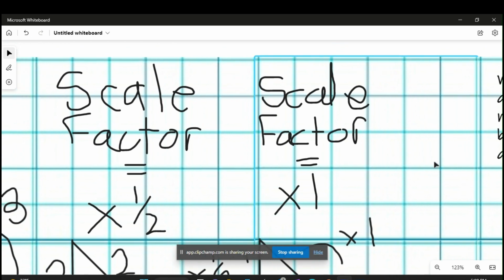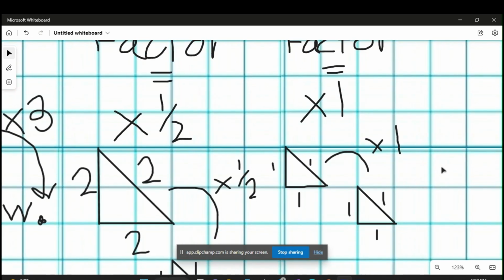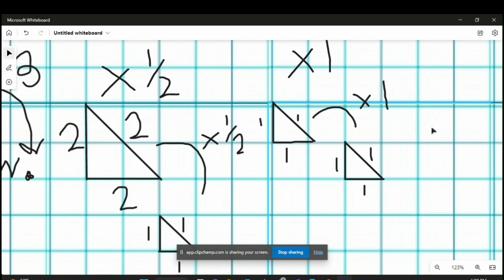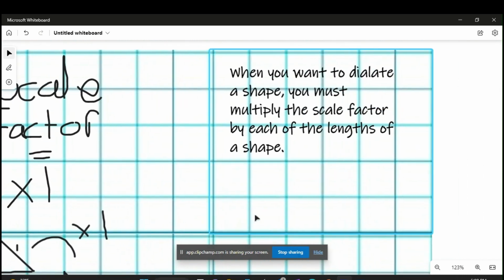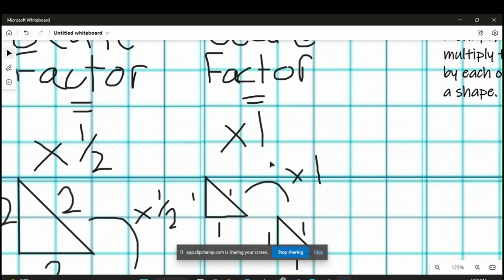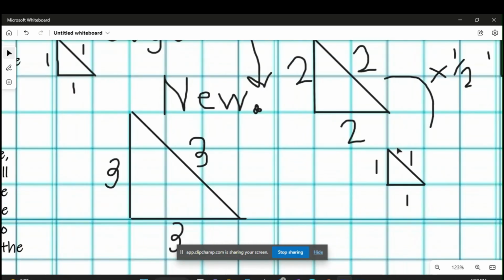If the scale factor of a shape were to be equal to 1, as you know, it would be the exact same shape. When you want to dilate a shape, you must multiply the scale factor by each of the lengths of a shape. And that's how we pretty much got each shape.